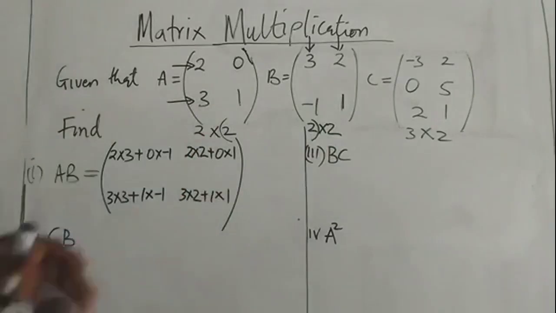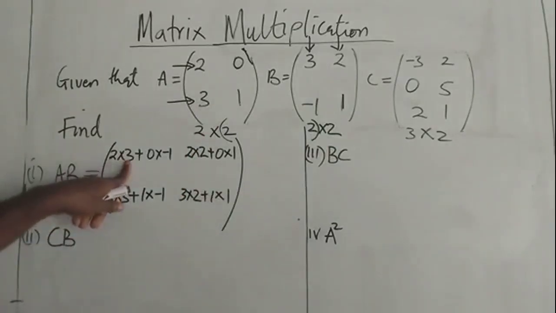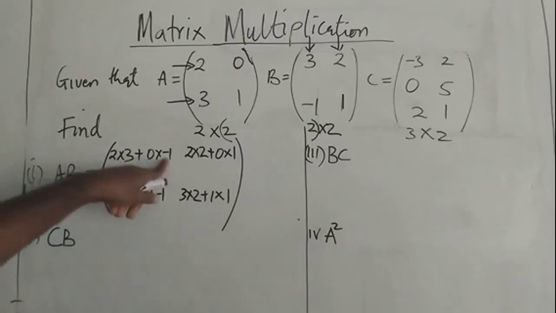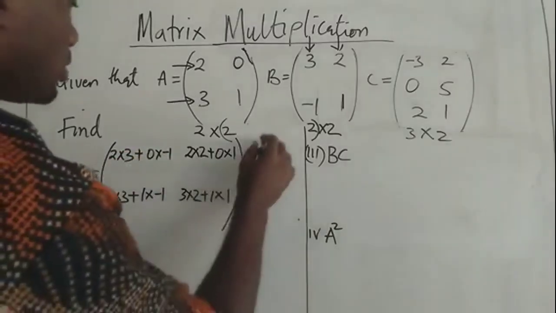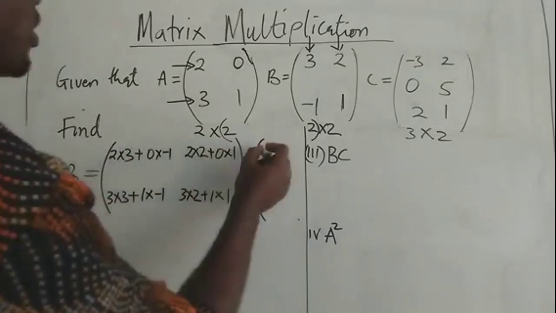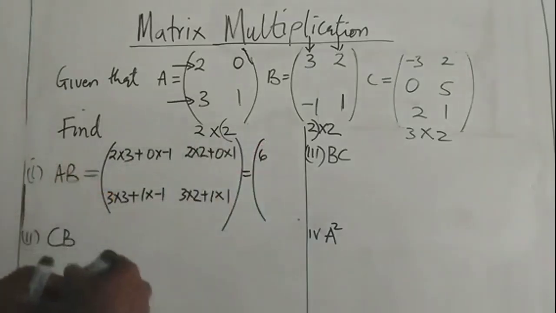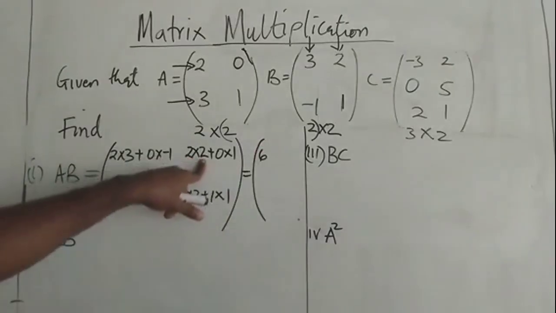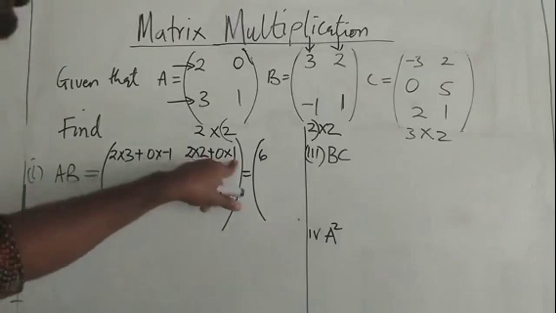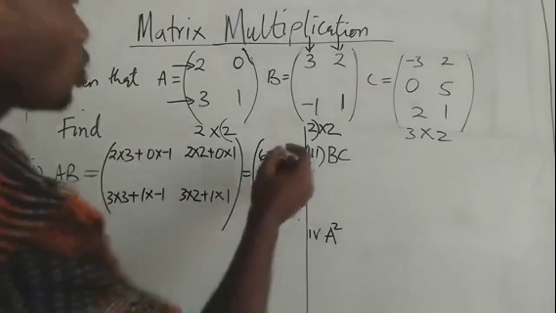Now, let's simplify that. 2 times 3 will give you 6. 0 times 1 will give you 0. So 6 plus 0 will give you 6. We'll go to the second one. 2 times 2 will give us 4. 0 times 1 will give you 0. So it will come out as 4.